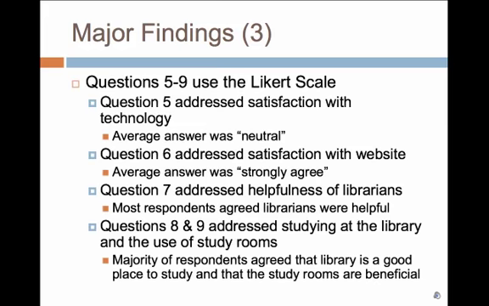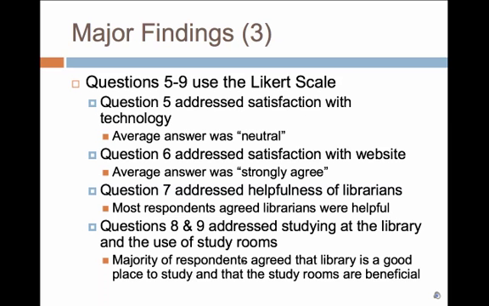Okay, questions 5 through 9 use the Likert scale, which asks participants how much they agree with a statement that we pose to them. So they can range from strongly agree to strongly disagree, and we've all done surveys like that before. So question 5 addressed satisfaction with the technology. The average answer for that, as you can see, was neutral. Question 6 addressed satisfaction with the website itself, and fortunately, most respondents were very happy with the website.